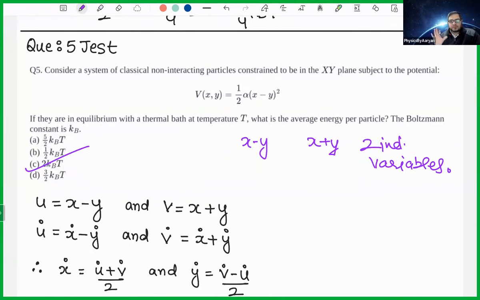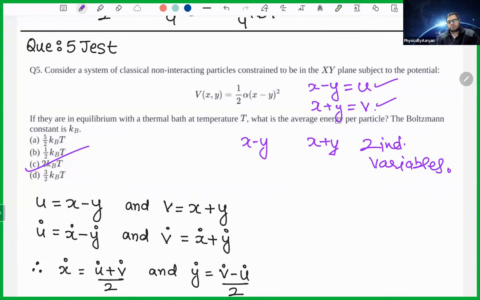Because the problem here is, what is the potential? I neither have x square nor y square. What I have is x minus y squared. So I need to decouple them. Decoupling means looking at x separately and y separately. So usually when we need to decouple, we define two independent variables. Let's say x minus y is one variable u and x plus y is another variable v. These are the two new variables in your equation, two independent variables.